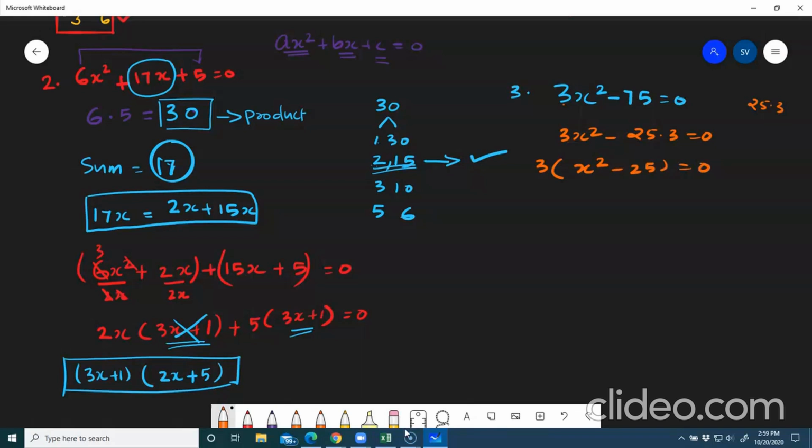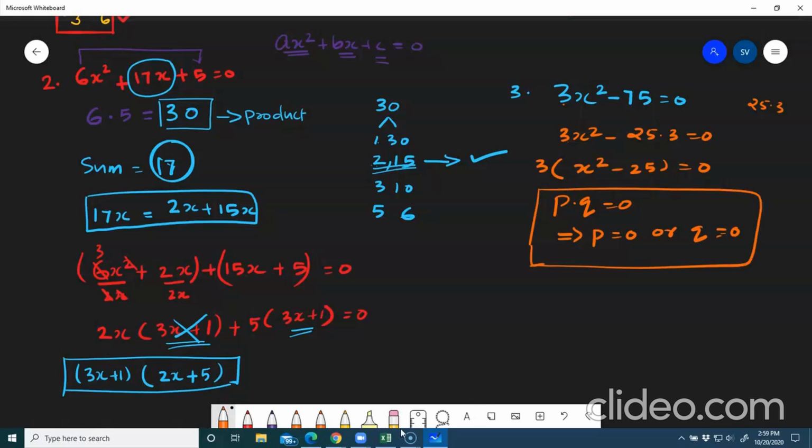Okay, here you need to use the zero product property. So basically what you are using there is, the property is this: if p and q are two terms, and p times q is equal to 0, it means either p equal to 0 or q equal to 0. Okay, use this property here. 3 times x square minus 25 equal to 0. That means, anyway 3 will not be equal to 0. That means x square minus 25 equal to 0.